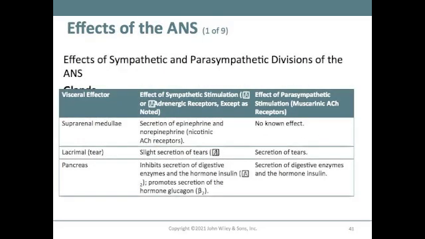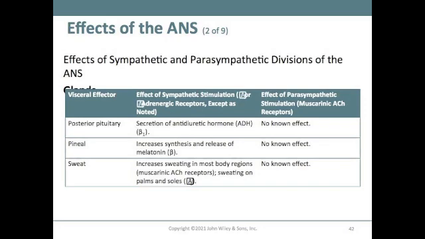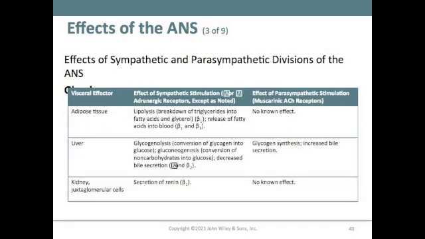Table 15.4, page 562. This is the last table in the chapter, so this was probably the one I was thinking of. Let's see here. The effects of the sympathetic and parasympathetic divisions of the autonomic nervous system on glands. Some of it we don't know. We don't know the effect at this point in time.